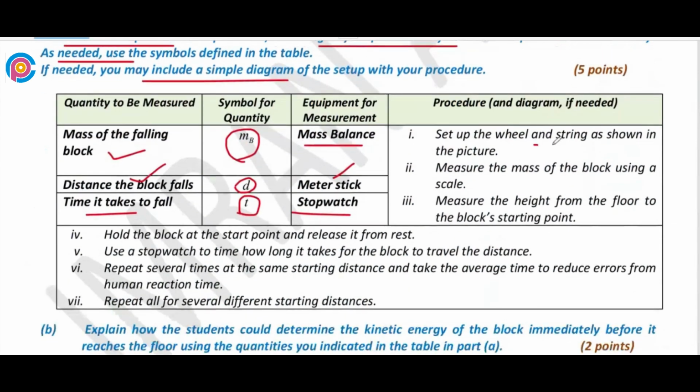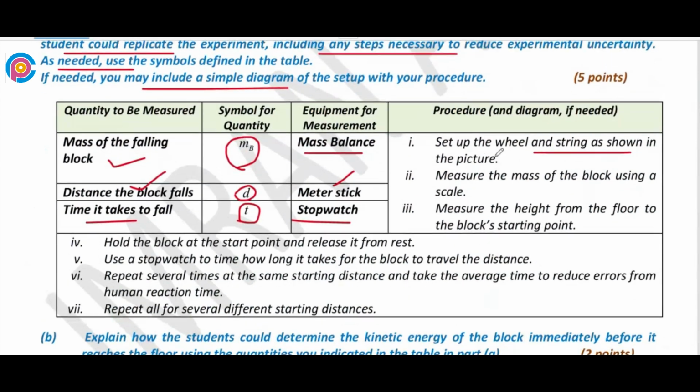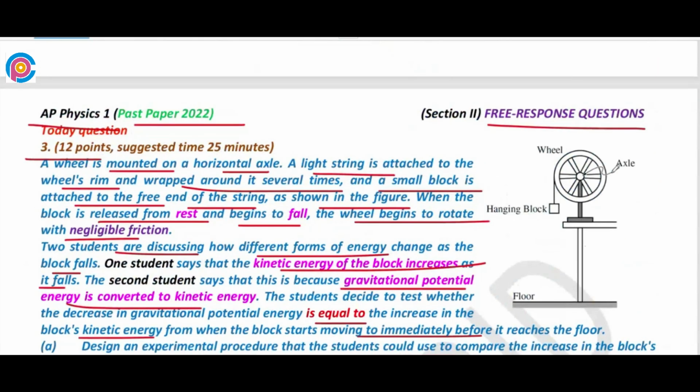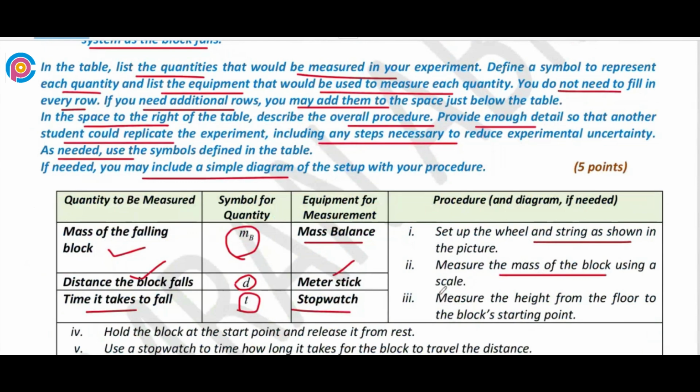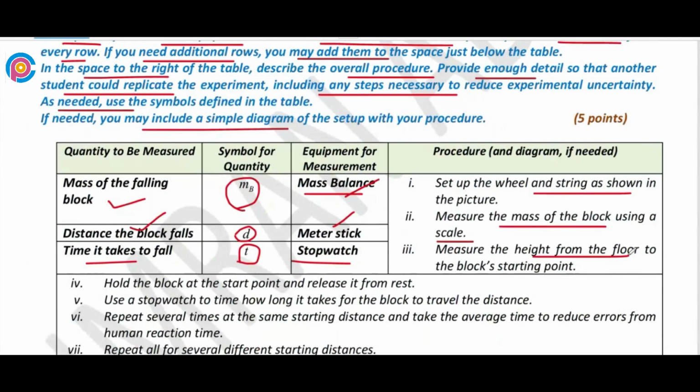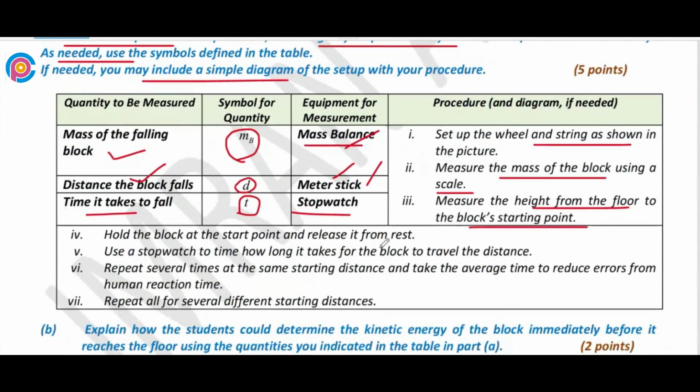Procedure: set up the wheel and string as shown in the picture, with the block attached to the string on the wheel. Measure the mass of the block using the scale, as we described, the mass balance. Measure the height from the floor to the block's starting point using the meter stick. Now hold the block at the starting point and release it from rest, so there is no initial kinetic energy. Use the stopwatch to time how long it takes the block to travel the distance.